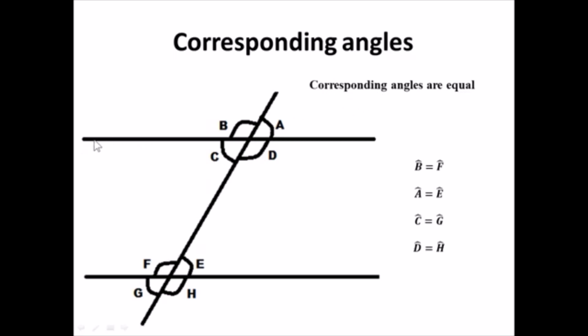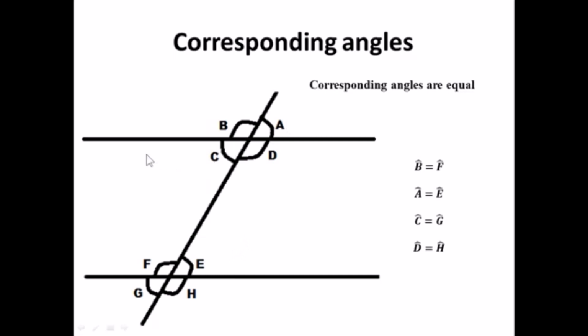Corresponding angles: this is a line across parallel lines. Look at how we get corresponding angles. The angle before the parallel line, this angle B, and the angle before the parallel line of the one under here, which is angle F, are corresponding angles. The angle before the parallel line at this side, which is angle A, and the angle before the parallel line at this side, which is angle E, are also corresponding. That means they are equal.